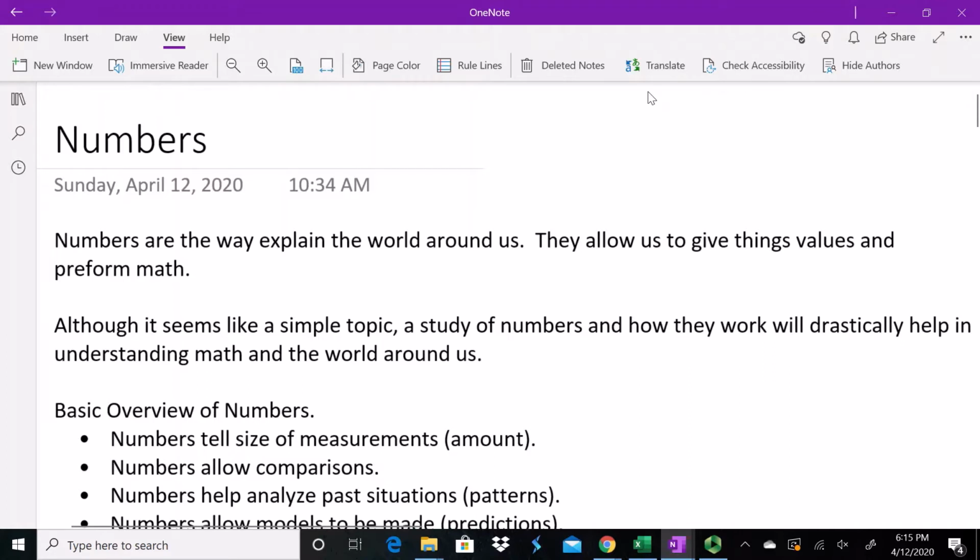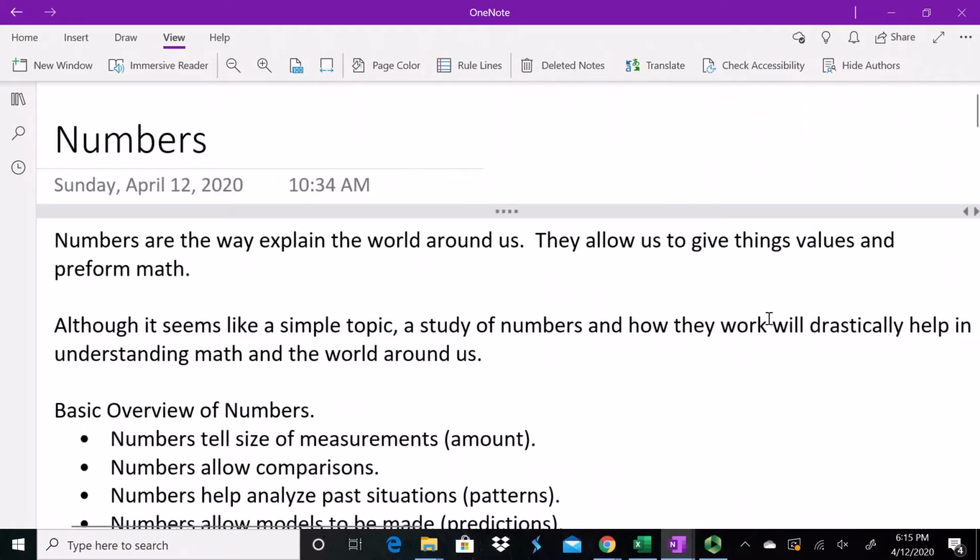One of the most important things that we really need to understand to do engineering is to understand numbers. Numbers are one of those things that you learn at a really young age, but sometimes I don't think that we understand them really well. We just understand that they're there and that we use them to do stuff. So numbers explain the world around us. They give values to things so that we can perform mathematical operators.